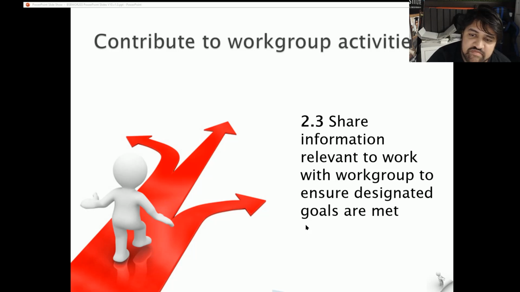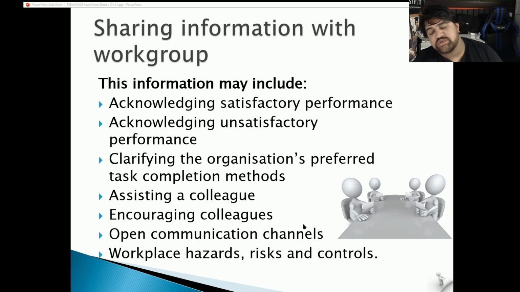2.3. Share information relevant to work with workgroup to ensure designated goals are met. Sharing information with the work group. This information may include acknowledging satisfactory performance, acknowledging unsatisfactory performance, clarifying the organization's preferred task completion methods, assisting a colleague, encouraging colleagues, having open communication channels, workplace hazard risks and controls.